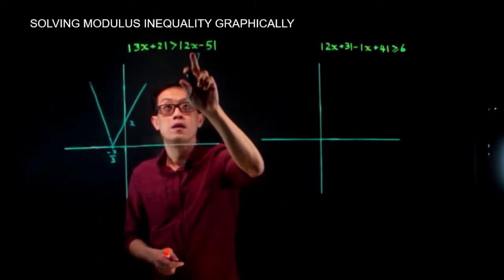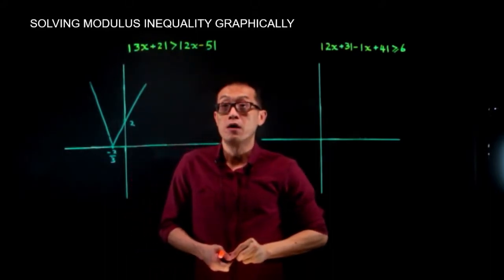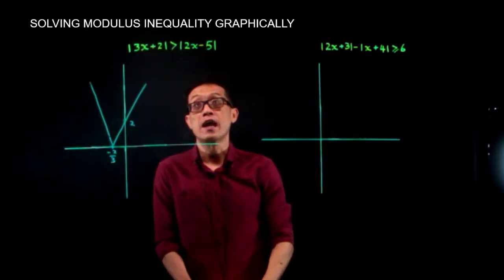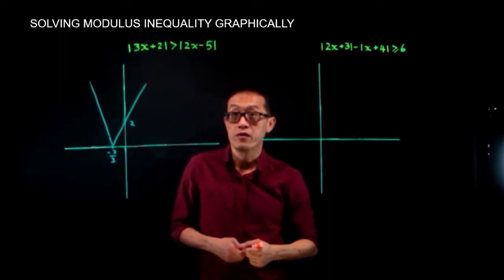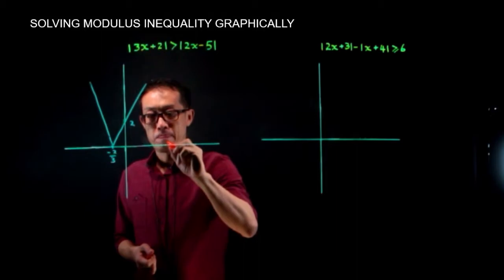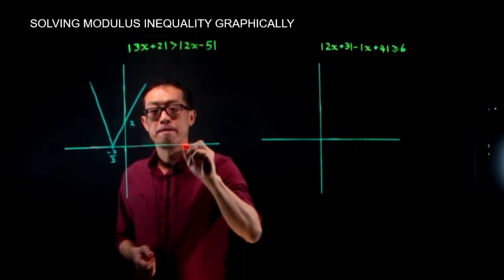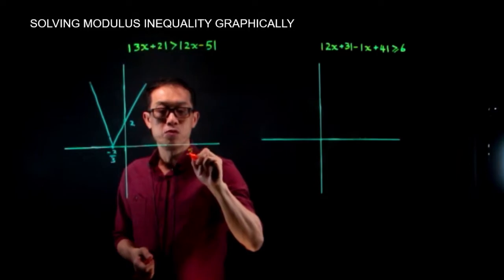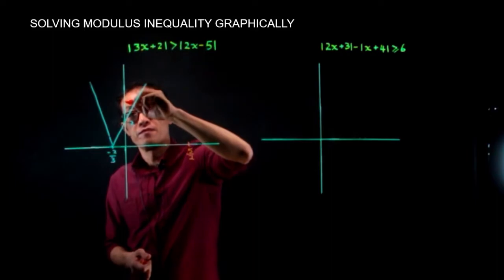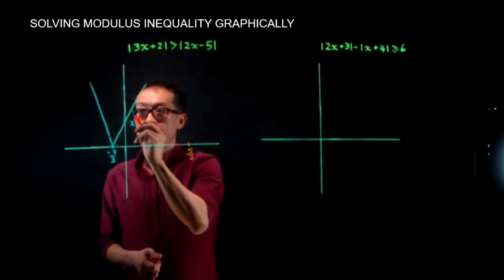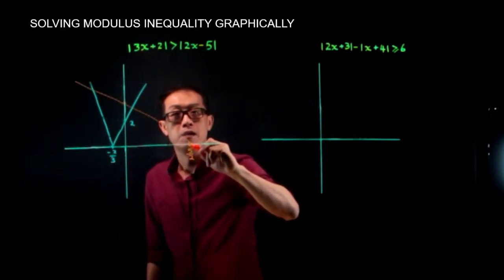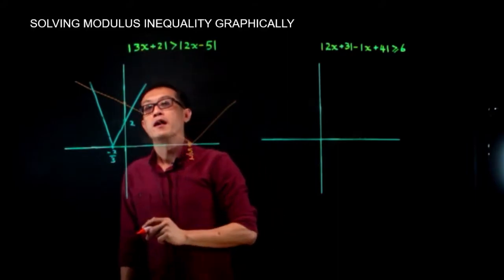Now, let's draw the modulus of 2x minus 5. It cuts the x-axis at 5/2 and the y-axis at 5. Right?